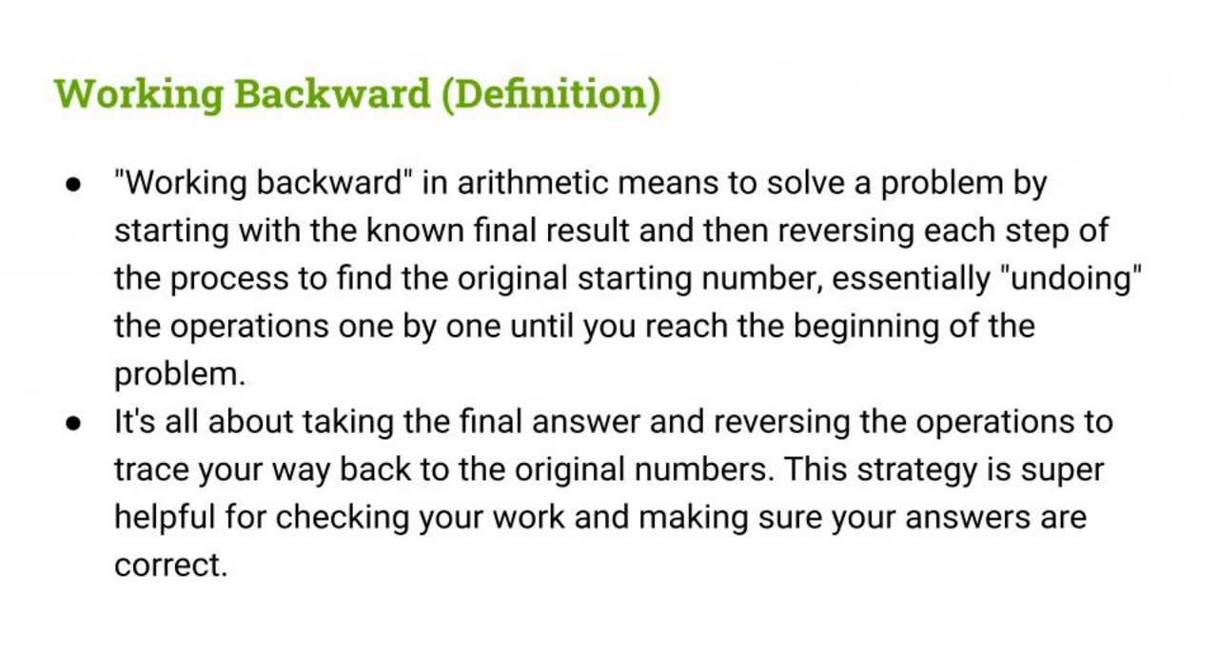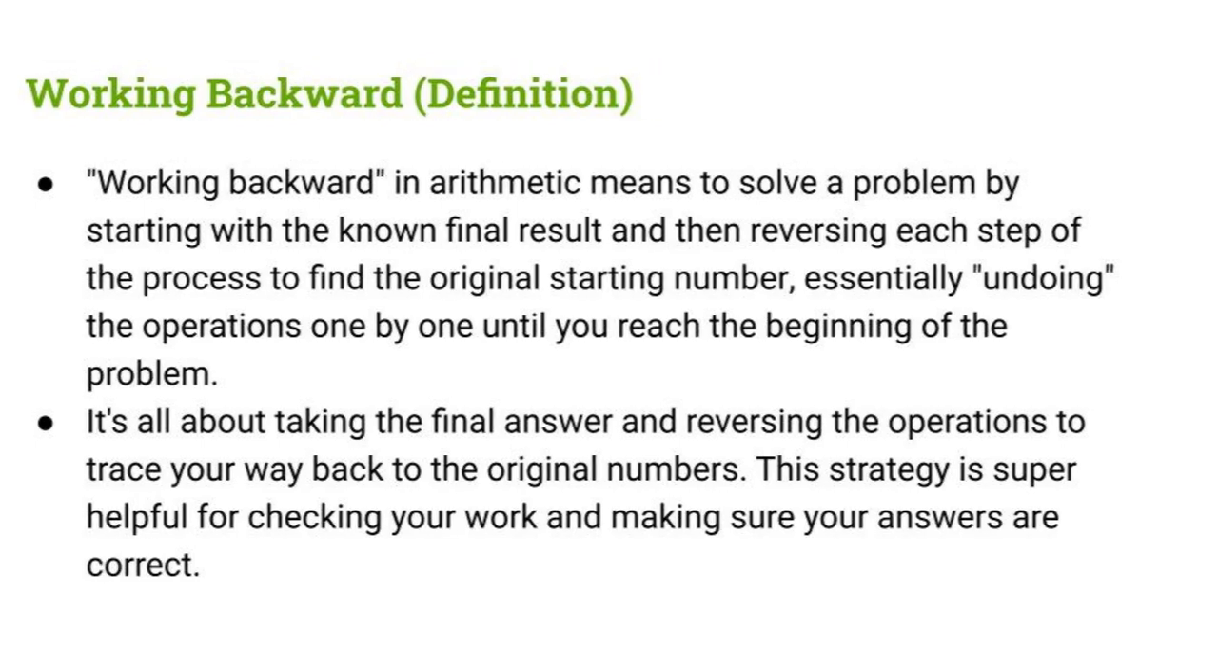Working backward in arithmetic means to solve a problem by starting with the known final result and then reversing each step of the process to find the original starting number, essentially undoing the operation one by one until you reach the beginning of the problem. It's all about taking the final answer and reversing the operations to trace your way back to the original numbers. This strategy is super helpful for checking your work and making sure your answers are correct.